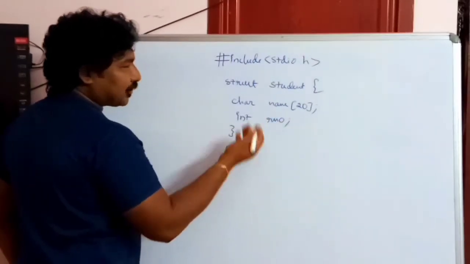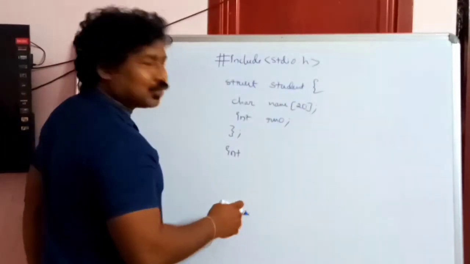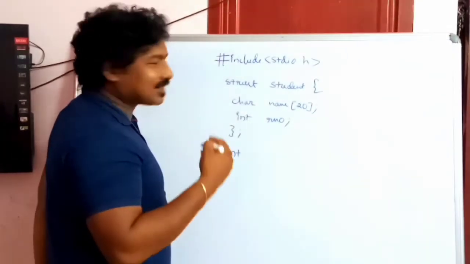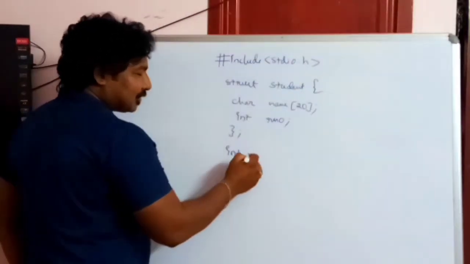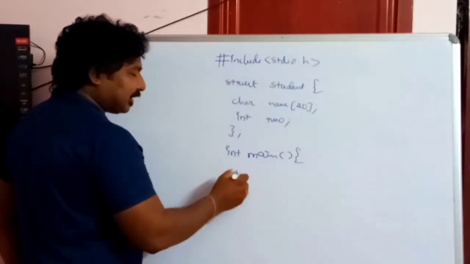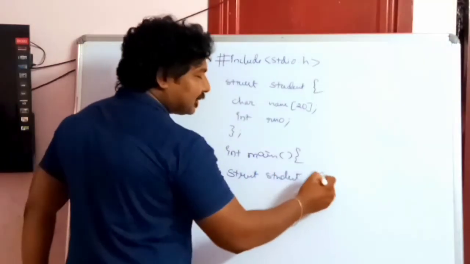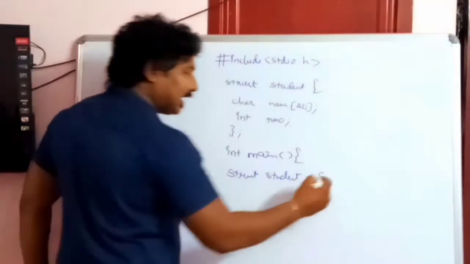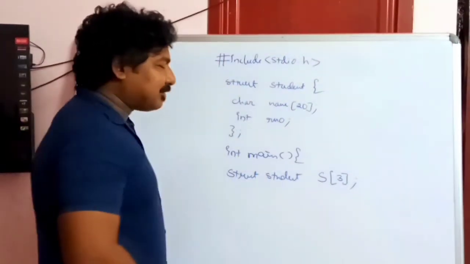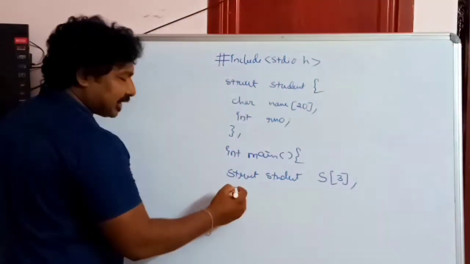Okay friends, here you can see that I am using a structure called student. It has only 2 members, because for simplicity I am declaring only 2 members inside the structure, that is name and roll number. Now I'll write the main function. In the main function I write struct student s, where s is the name of my array, and I am putting the size of my array as 3. For simplicity I'm just putting the size as 3. You can take any size, friends.